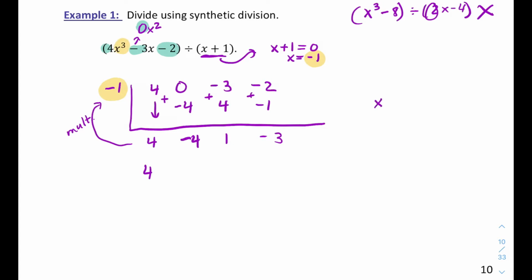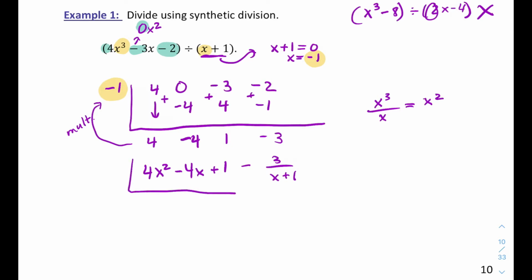So I took x cubed, and I was dividing it by an x to the first. So that means I'm going to have x squared as the degree of my first term in my result. So that 4 stands for 4x squared. And then decreasing my exponent by 1, I have negative 4x to the first, and then a 1x to the 0, which really, x to the 0 is just 1. And then that last term is my remainder that didn't divide evenly. So it's the same result I got using long division.